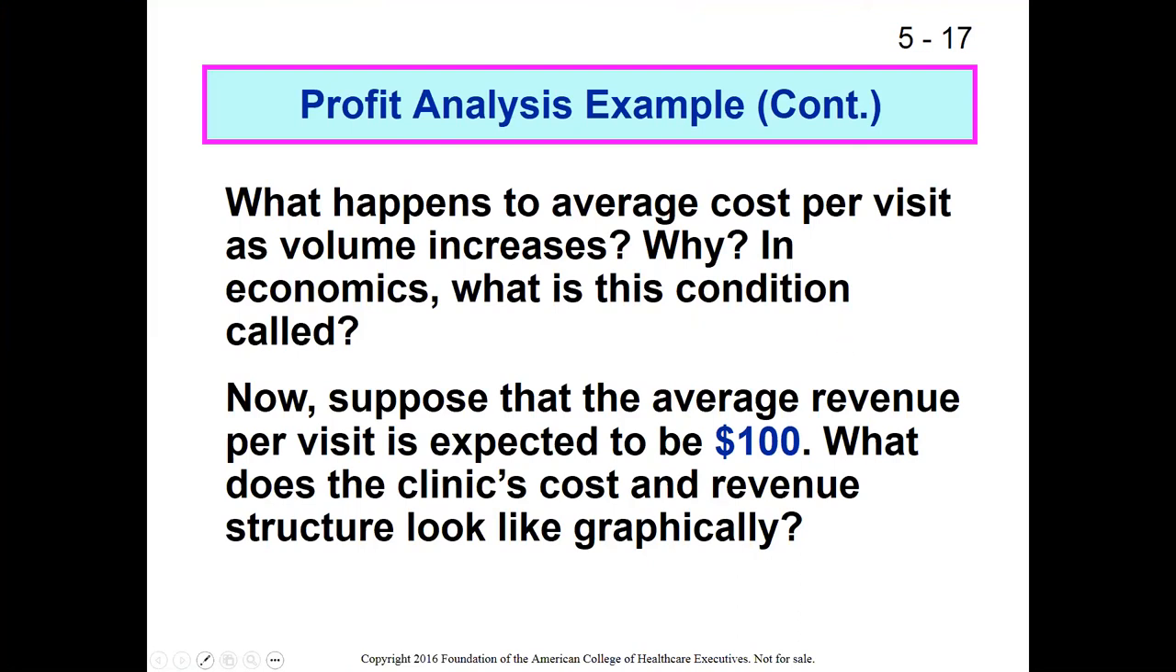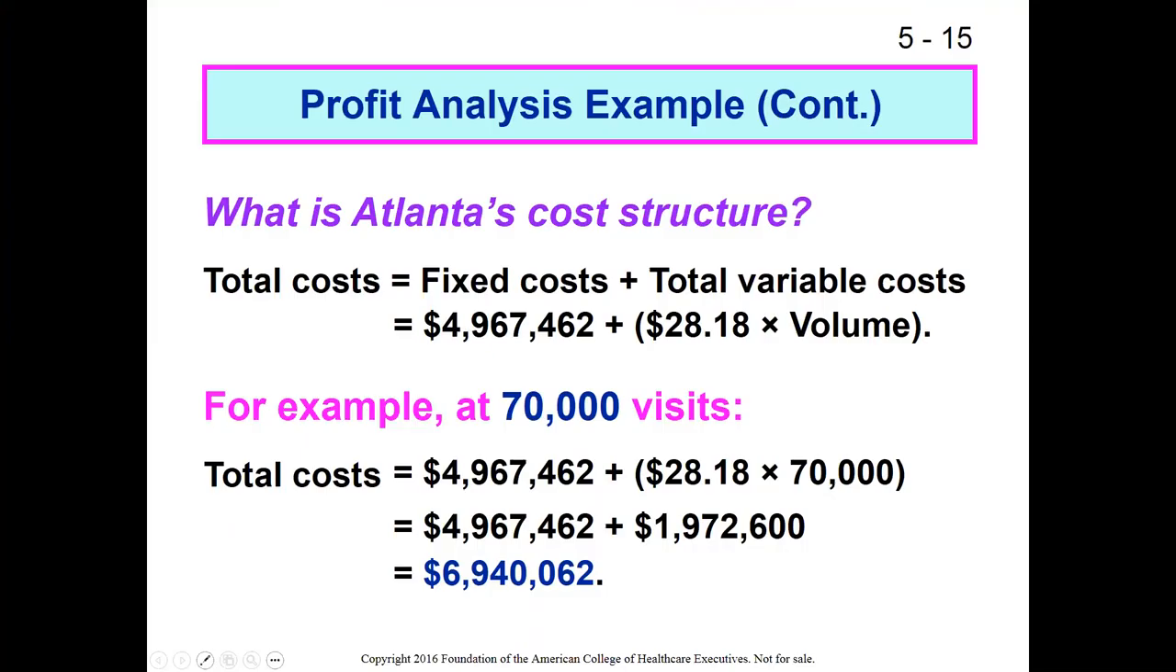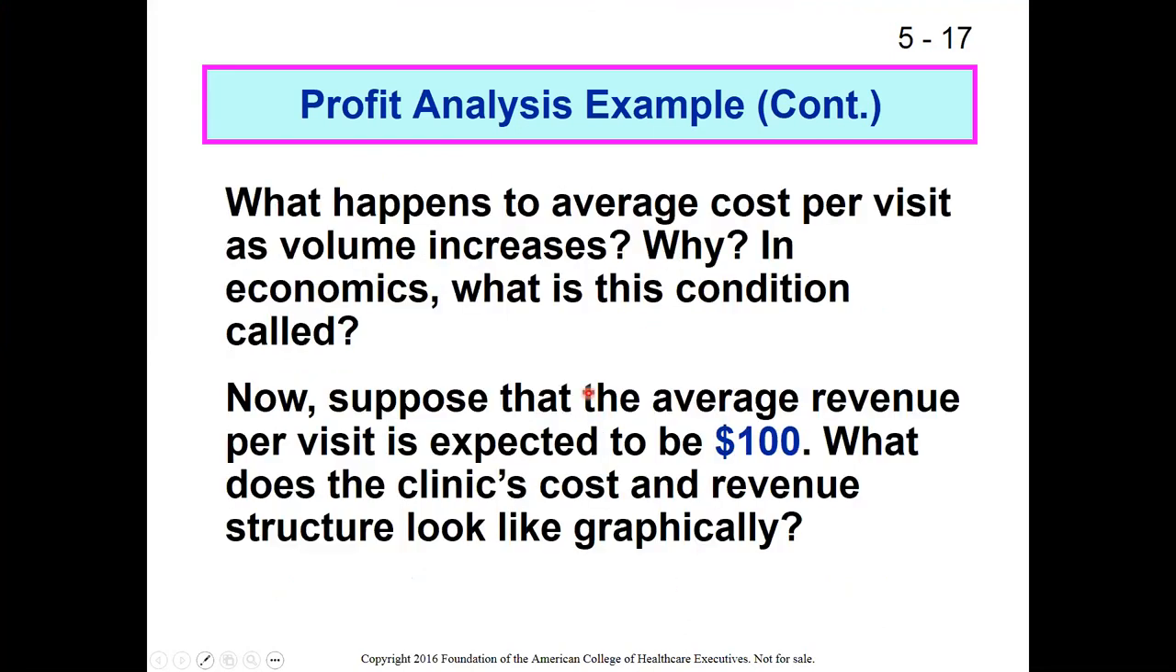If this one we were saying was 28, right? So in this case, it's 28. That doesn't change. What changes is we're dividing our fixed cost by an increasing volume. So as we achieve what is known in economics as scale, or economies of scale, we decrease the average cost per visit. So an example here, at $100, what would the cost structure look like?